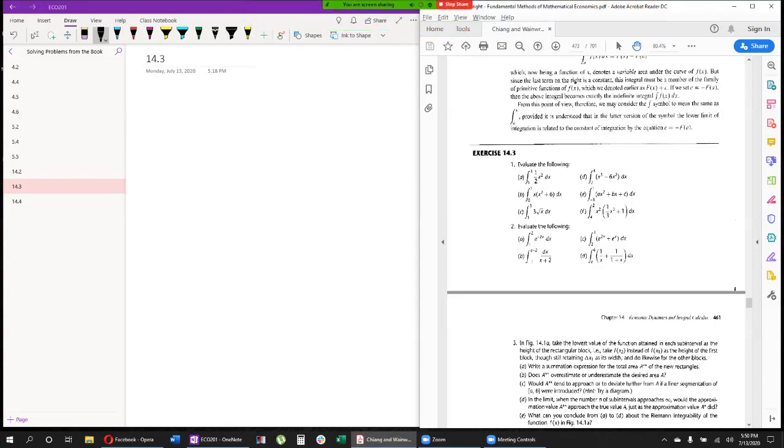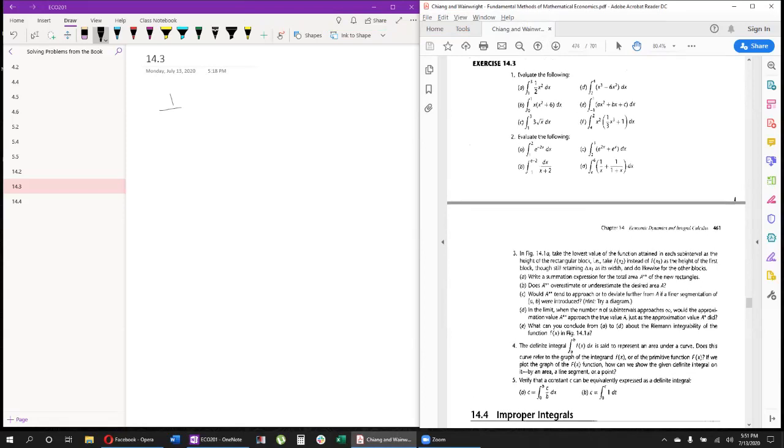So let's try to solve some problems from 14.3 now. You guys should just try to solve number 1, okay? Don't try to do anything from number 2, you won't be able to do that. So let me solve a couple of problems from number 1, and you guys can do the rest.